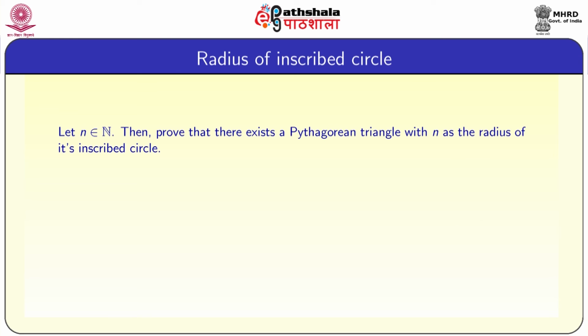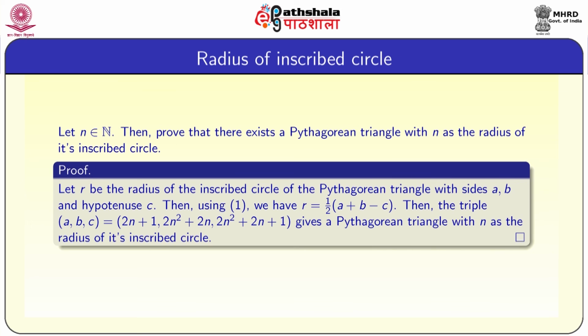Now the radius of the inscribed circle. Let n belong to N, then we can prove that there exists a Pythagoras triangle with n as the radius of the inscribed circle. Let r be the radius of the inscribed circle of a Pythagoras triangle with sides a and b, hypotenuse c, then using 1 we see that r is equal to half of a plus b minus c. If you take the triple a, b, c as 2n plus 1, 2n square plus 2n, 2n square plus 2n plus 1, then we can see that r is exactly equal to n. So this gives the Pythagoras triangle with n as the radius of the inscribed circle.